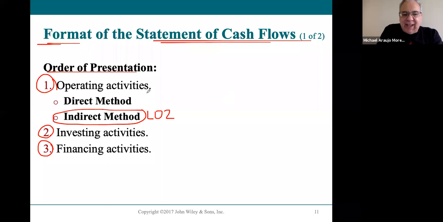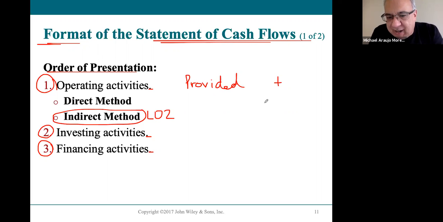Now, at the end of each of these activities, two things are going to be told. Either we're going to have cash that's been provided by these activities. In other words, if the activity provides cash for the business, it's going to look like a positive number.